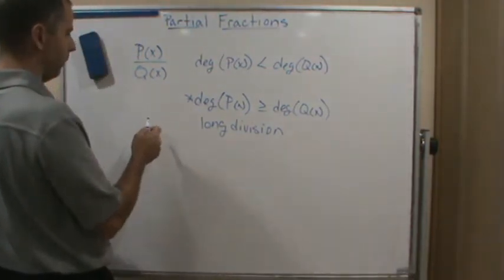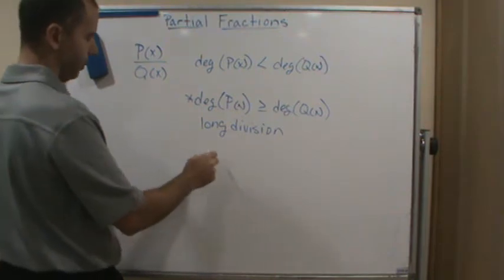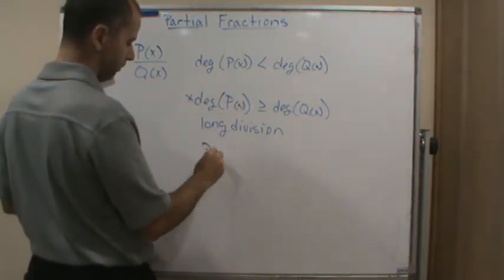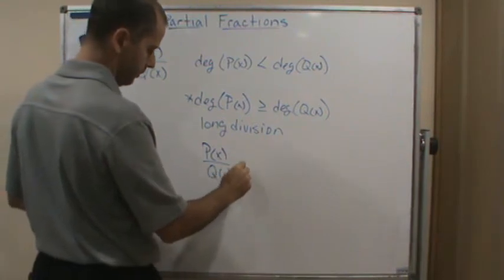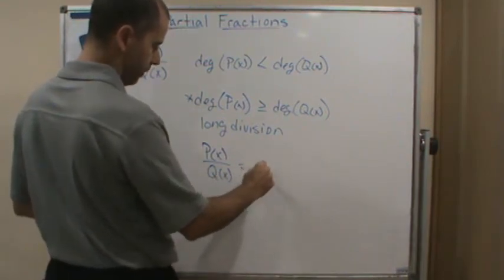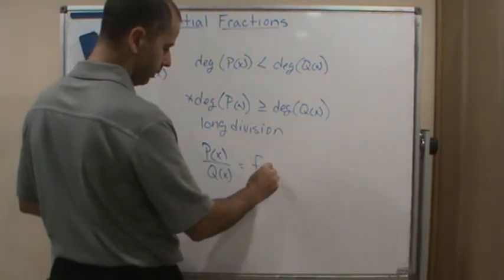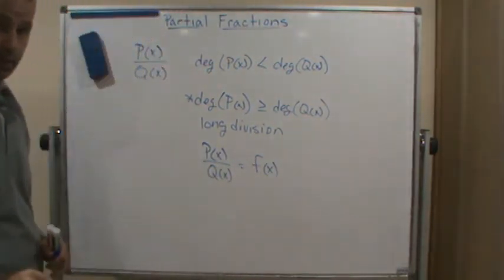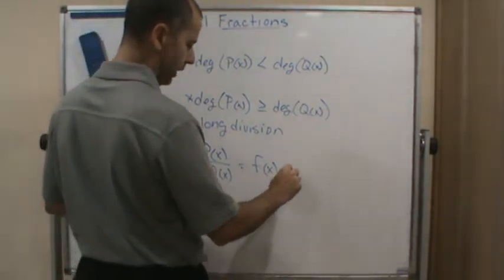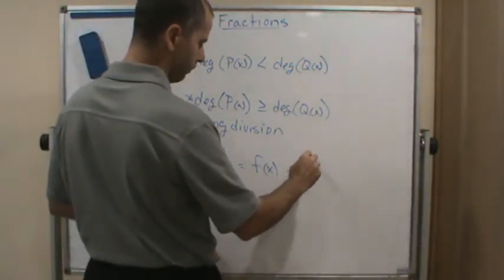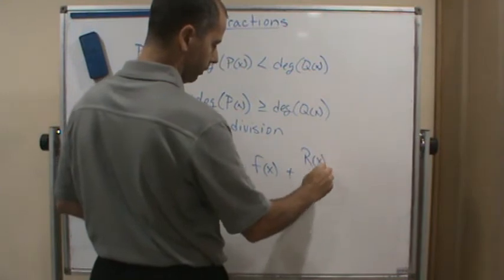Okay? So if we do, then you're going to end up with a quotient. So for example, we might end up with the rational function equal to some function, right, plus a remainder.